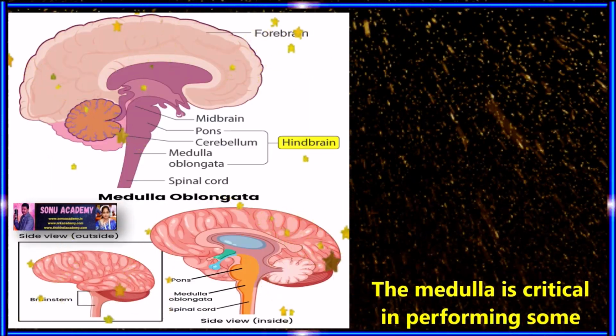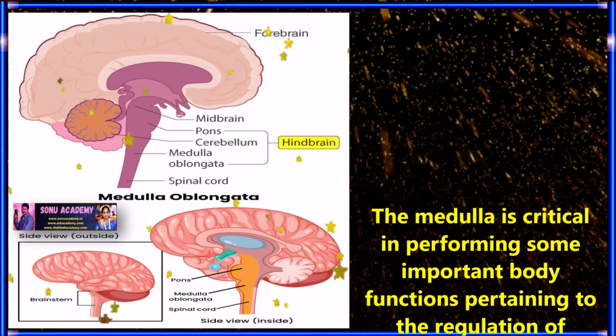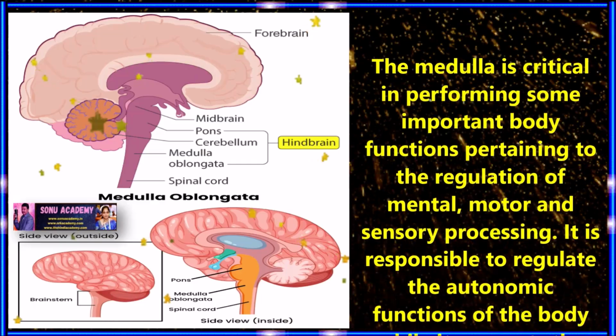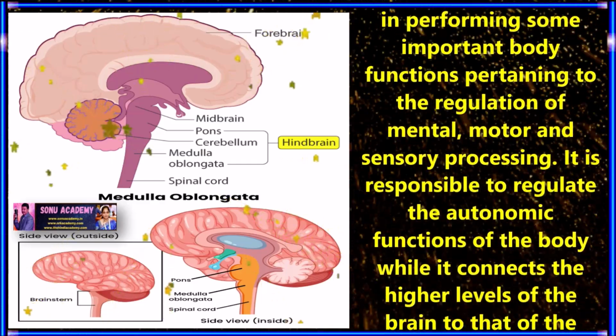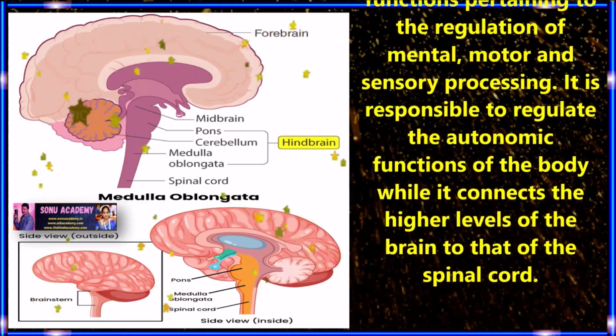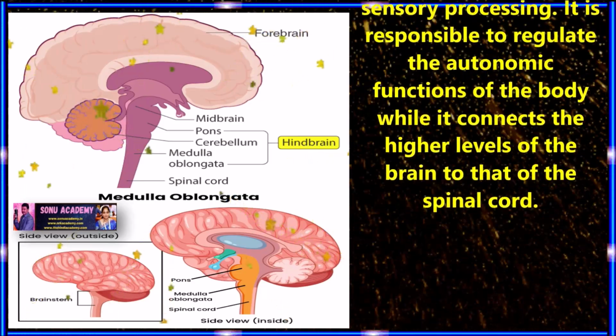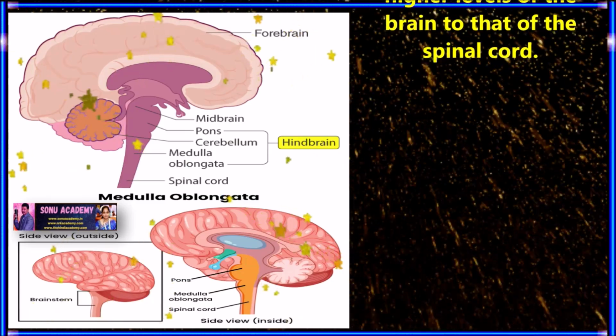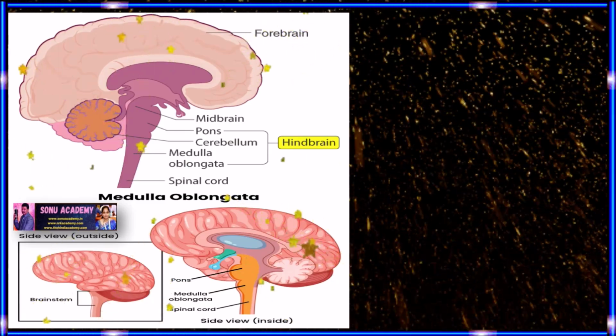Children, now let us discuss the functions of medulla oblongata. The medulla is critical in performing some important body functions pertaining to the regulation of mental, motor and sensory processes. It is responsible for regulating the automatic functions of the body while it connects the higher levels of the brain to the spinal cord.